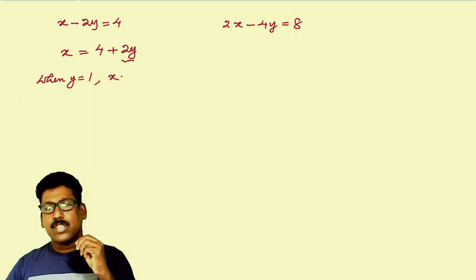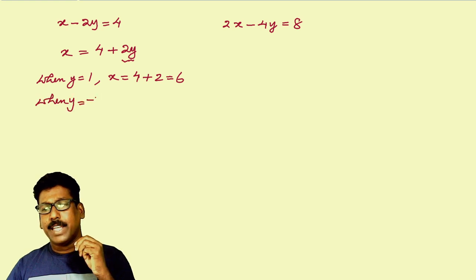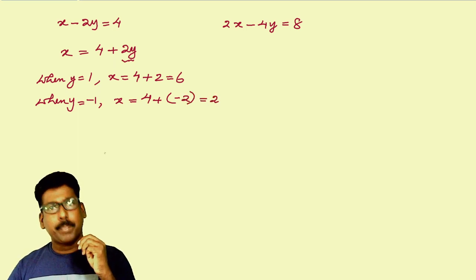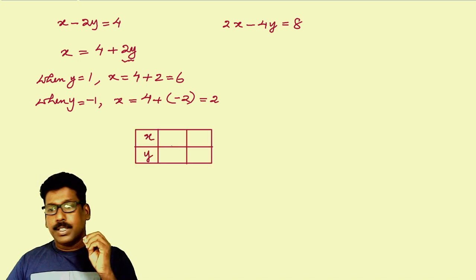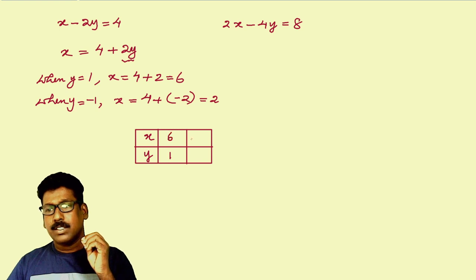The value of x will be 4 plus 2 into 1, that is 2, which is equal to 6. Now when y, let me take negative 1, x will be 4 plus 2 into negative 1, which is equal to 2. So let us prepare a table. Here when y is equal to 1, the value of x is equal to 6. Here when y is equal to negative 1, value of x is equal to 2.